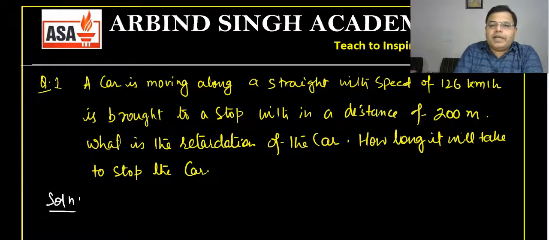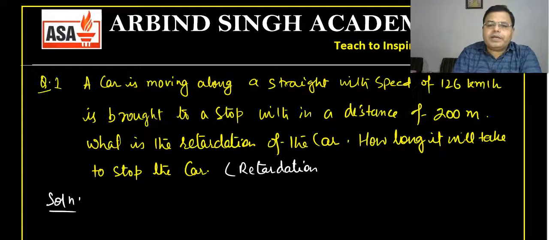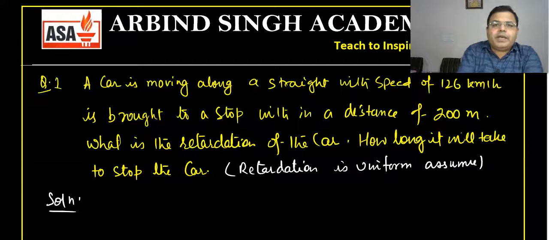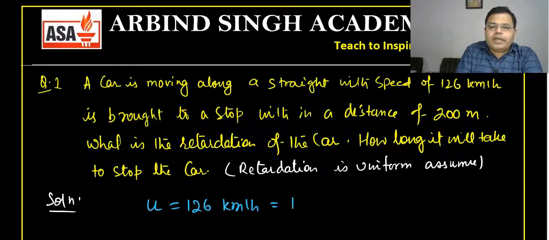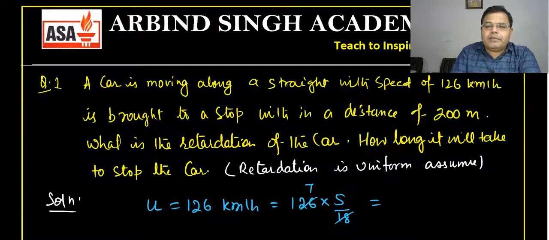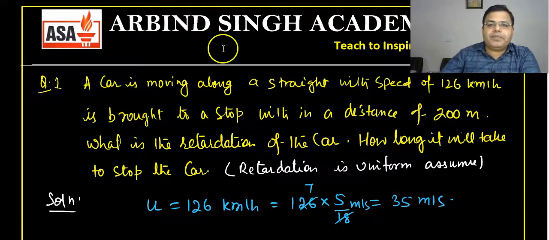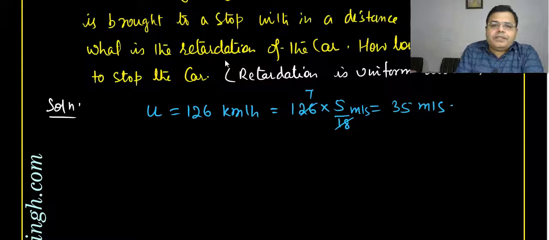For the solution, we have here the initial speed. The car is moving in a straight line. It is assumed that retardation is uniform, although it is given here in the question. So the initial speed of the car is 126 km per hour, that is u is 126 km per hour. So we can write 126 into 5 by 18, which is 35 meter per second. To change kilometer per hour into meter per second, we have to multiply by 5 by 18, that we have learned already. And the distance which it takes to stop is 200 meter.